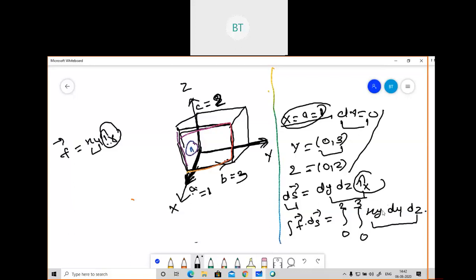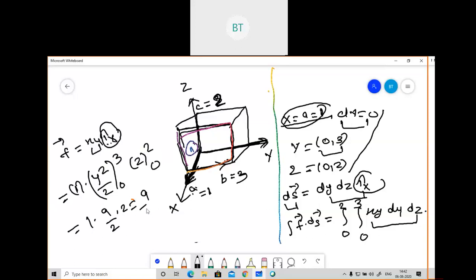So you just need to solve the integration. What will you get here? 1 into y square by 2, with the limit from 0 to 3. After solving that, we will get 9. So the surface integration of the first part is 9. If you have any doubt in this, please ask me, because this will be applied for the 6 parts. This is our first part only, and this will be done six times, because there are 6 surfaces.